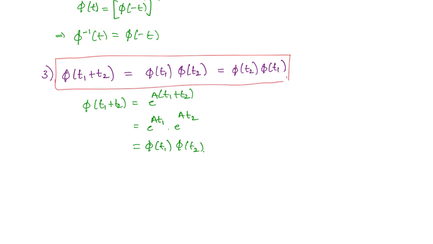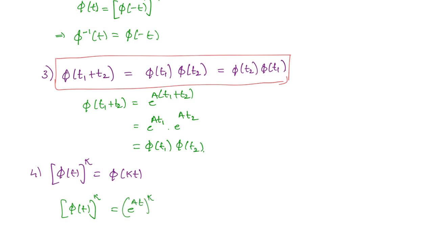The next property is phi of t to the power k is equal to phi of kt. So what will be phi of t to the power k? This is (e to the power A t) to the power k. So this is again e to the power A into kt. This you can write as phi of kt. So the proofs are pretty simple, right?